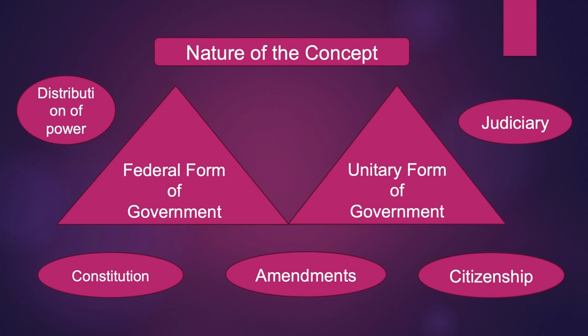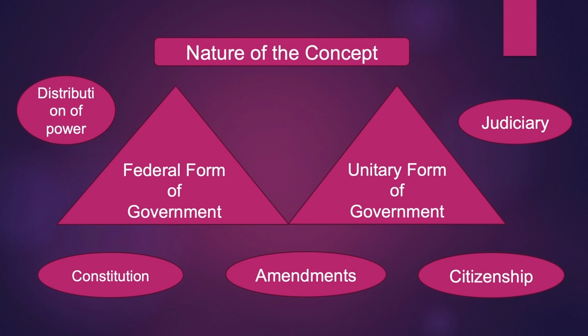Then moving on to the next important feature which defines the nature of this particular concept, which is the constitution of that particular country. So, here when it comes to a federal state, the constitution is rigid in its sense, whereas when it comes to unitary form, the constitution is not that rigid in nature, because here the only power which is rigid is the center, and that decides everything.